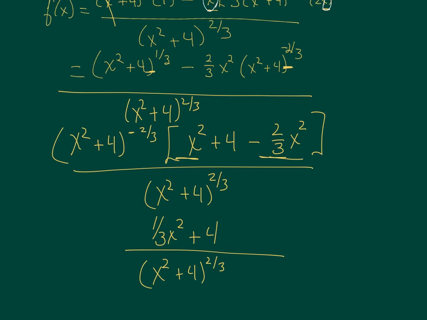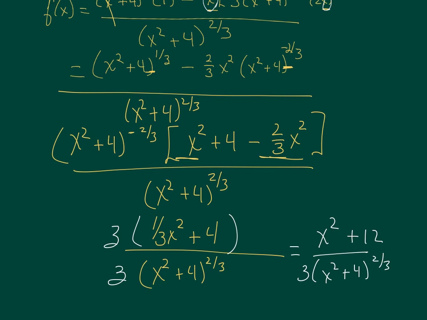So to get rid of the fraction in the numerator, I'm going to multiply the top and the bottom by 3, which gives me x squared plus 12 over 3 times x squared plus 4 to the 2/3. Yes, that denominator should have been 4/3. When I added the 2/3, I was thinking it, but I just didn't write it down. Thank you.